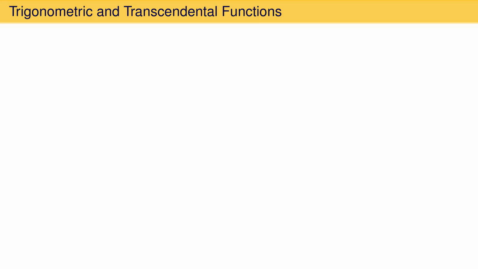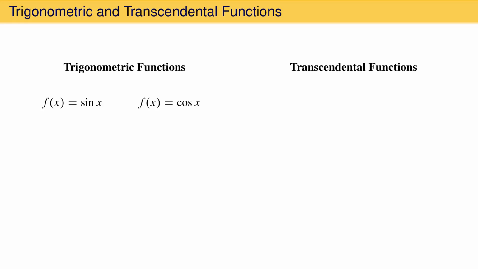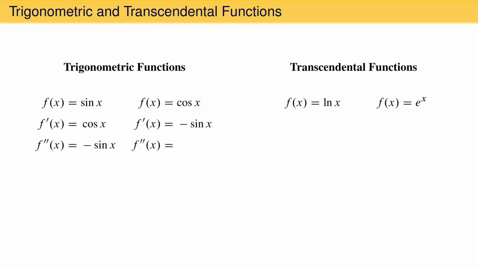It is helpful to know the rules for evaluating the derivative of trigonometric functions such as sine x and cosine x, and other transcendental functions such as the natural log of x and the natural exponential e to the x. The first derivative of the trigonometric function sine x is cosine x, and the first derivative of cosine x is negative sine x. Using these rules, it is easy to determine the second derivative of sine x to be negative sine x, and the second derivative of cosine x to be negative cosine x. You can take higher derivatives over and over again until you exhaust yourself.